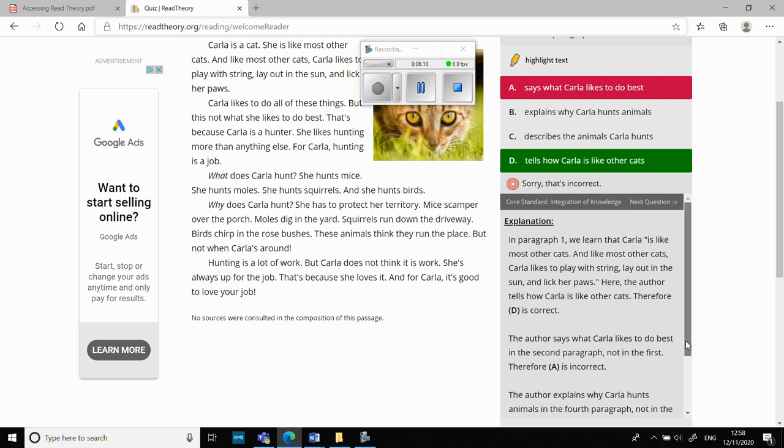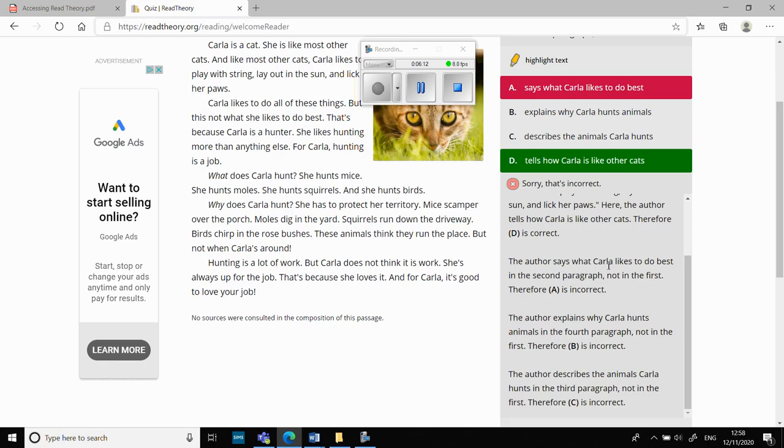The author says what Carla likes to do best in the second paragraph, not in the first, therefore A is incorrect. The author explains why Carla hunts animals in the fourth paragraph, not in the first, therefore B is incorrect. The author describes the animals Carla hunts in the third paragraph, not in the first, therefore C is incorrect.